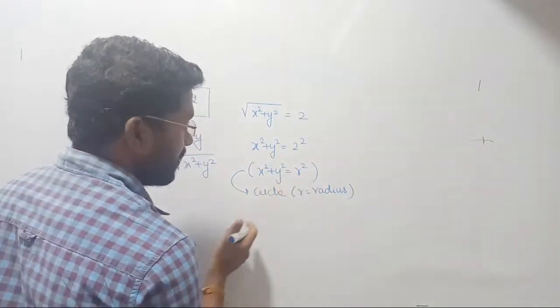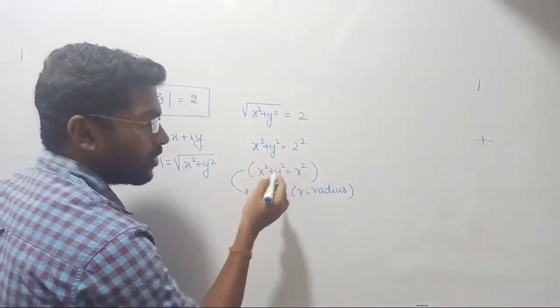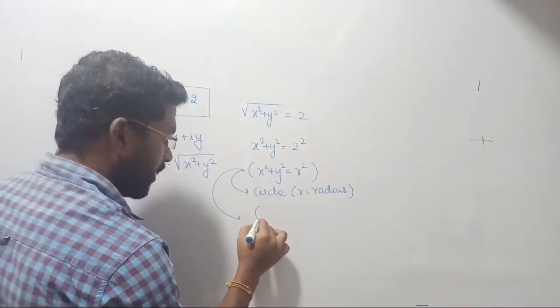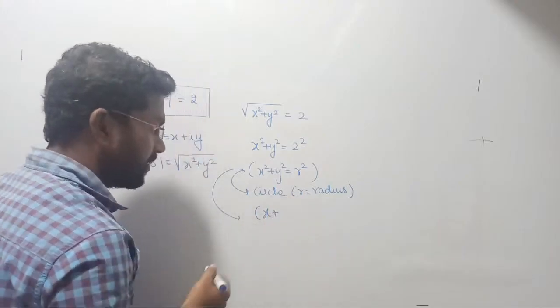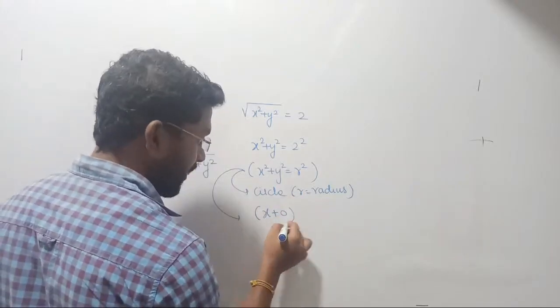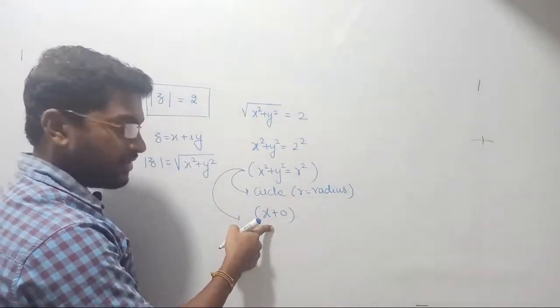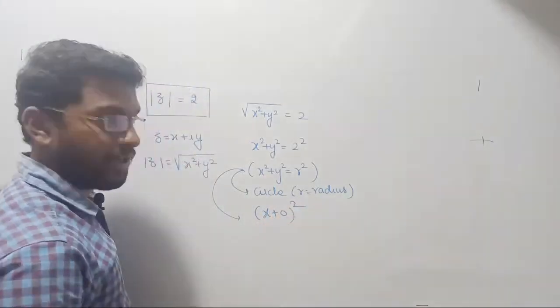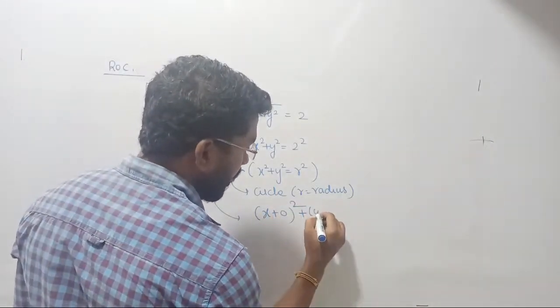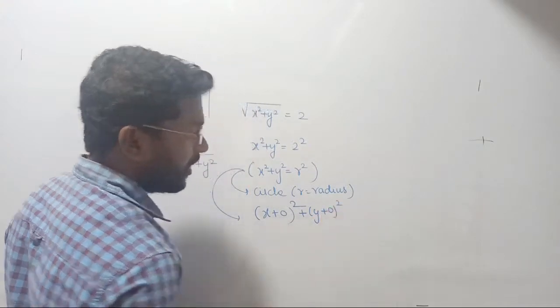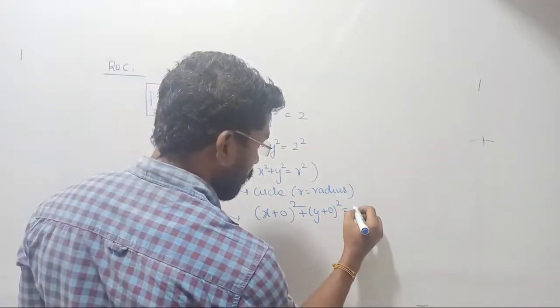In the circle, where does it start? Actually this x square plus y square equal to r square can be written as, this is the basic mathematics that we learned in our 9th standard maths, right? So this x can be considered as x plus 0 whole square. Any mistake? No. Similarly y can be considered as y plus 0 whole square. That should be equal to r square.